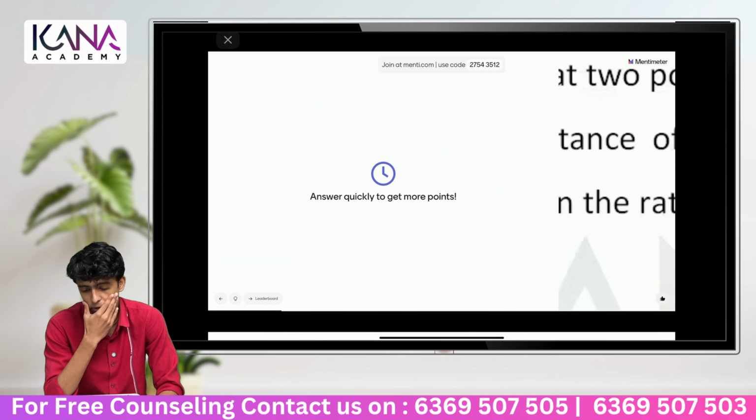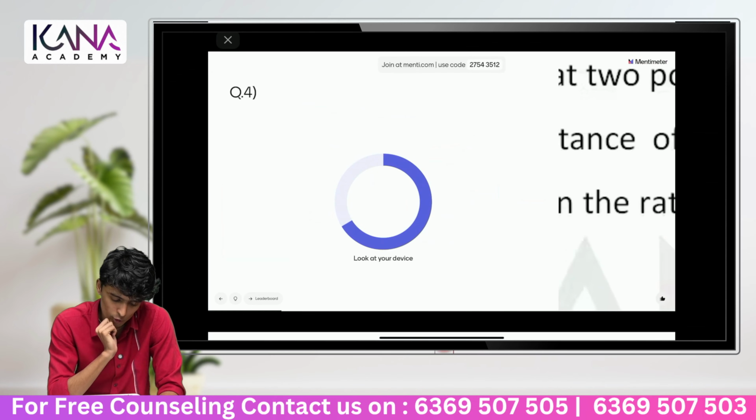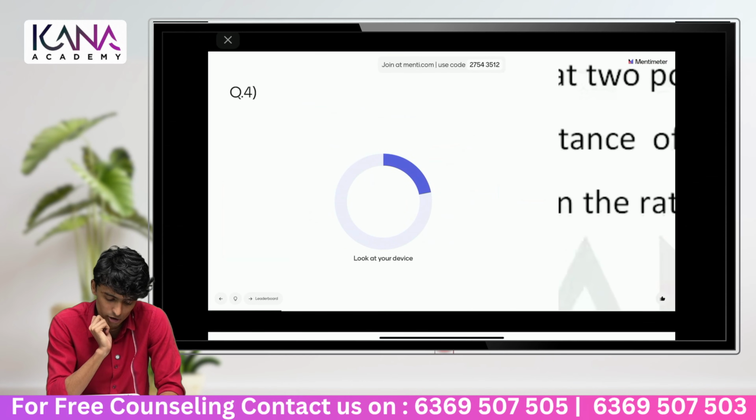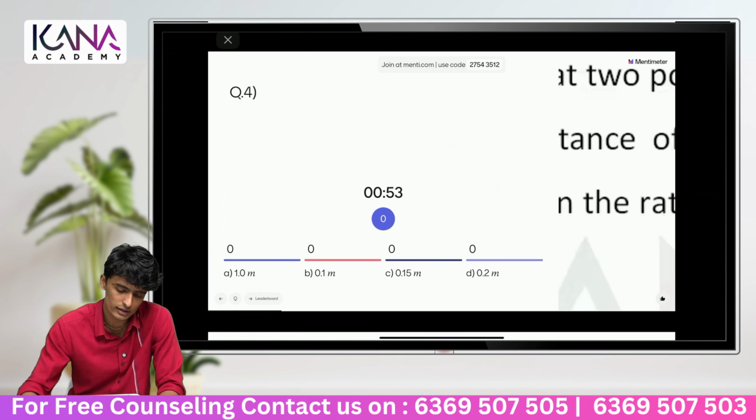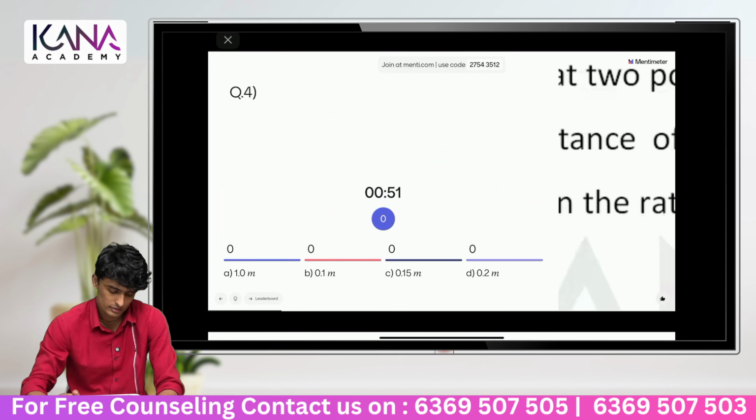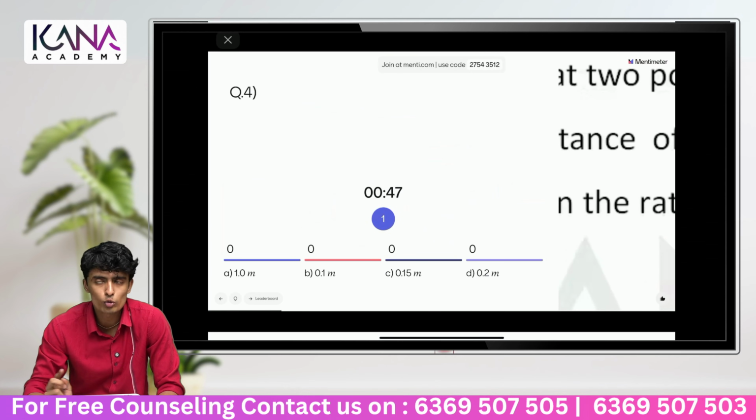Question number 4. Magnetic fields at 2 points on the axis of a circular coil at a distance of 0.05 m and 0.2 m from the center are in the ratio 8:1. The radius of the coil is 0.1, 0.15 or 0.2 meters.